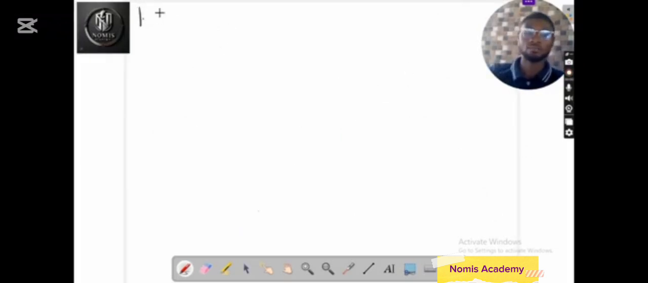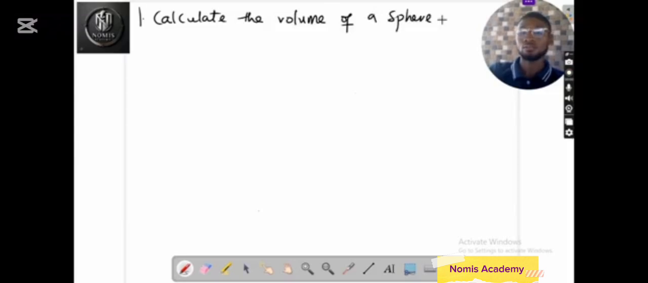Question number 1 says: calculate the volume of a sphere whose radius is 7 centimeter. So calculate the volume of a sphere whose radius is 7 centimeter. So it's not as difficult as what we could think it is. So we just state the formula into the solution.